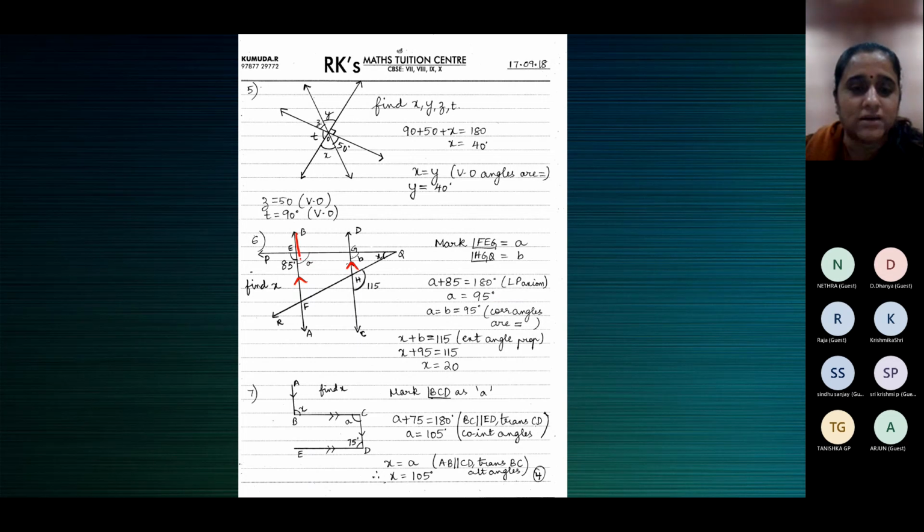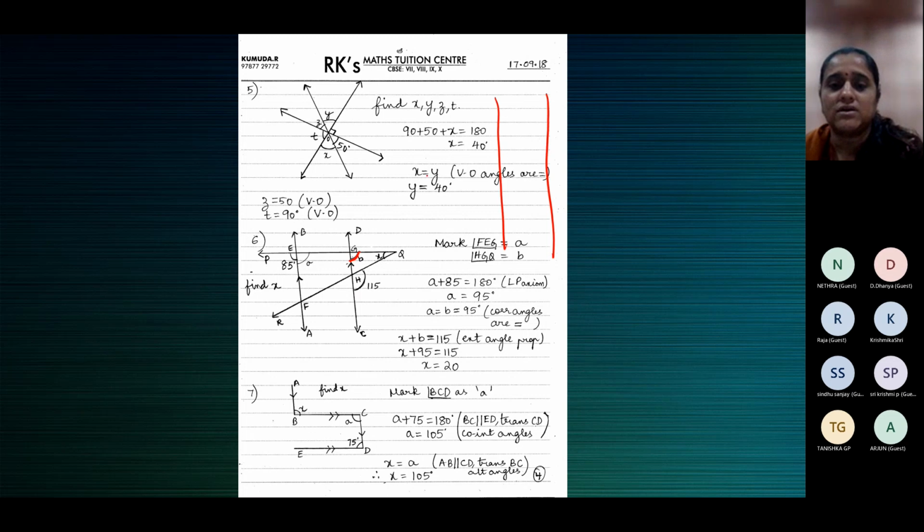So these two lines are parallel. This line is parallel to this line. Parallel lines and a transversal. Now I have marked this one as B, and I'm finding B with the help of A. What is the relation between A and B? There are two parallel lines intersected by a transversal. You need to identify the relation between these two angles.